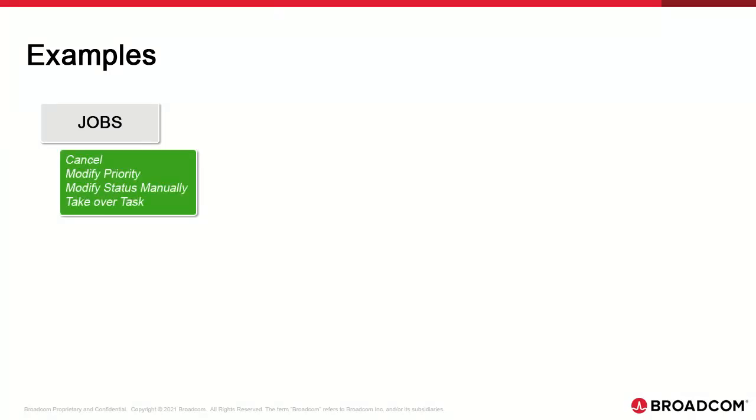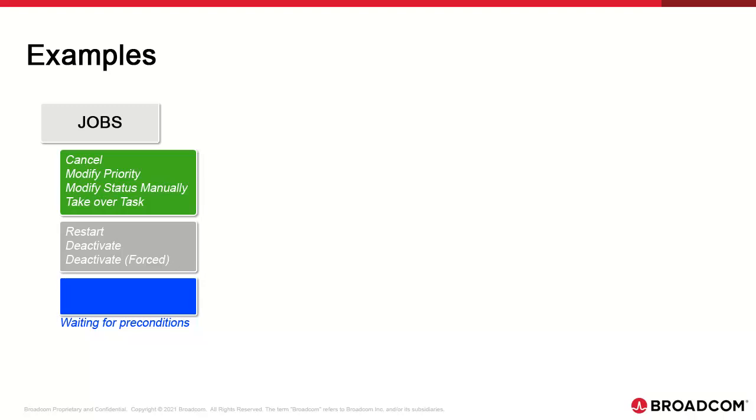In the first example, we have a job object. In the case of the active status, we have four possible actions: cancel, modify priority, modify status manually, and take over task. In the case of the ended OK status, we have restart, deactivate, and deactivate forced. In the case of the waiting status, where a child task has preconditions, we might have ignore queue limits and ignore sync conditions if the task is waiting for preconditions.